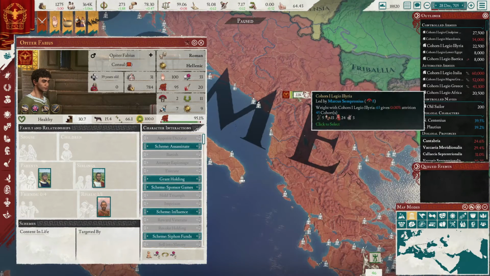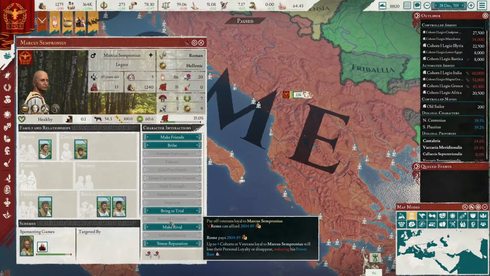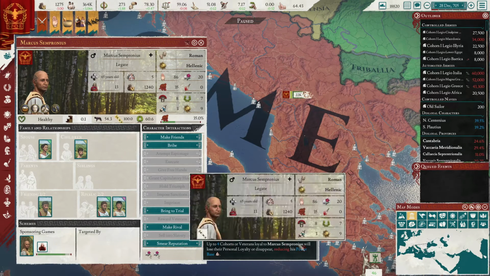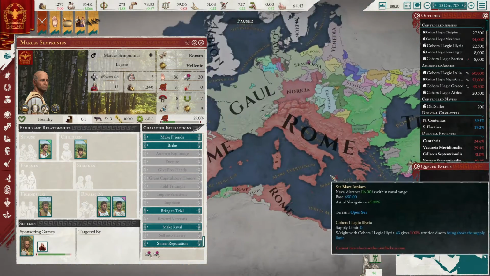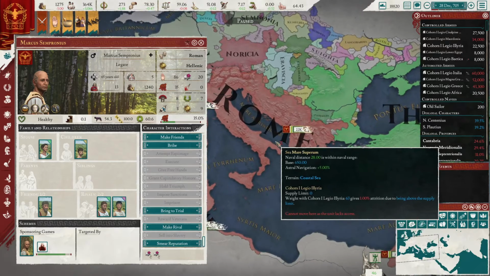If it is a legate, you could actually go a step further, for example, and you can just flat out pay off that legate's veterans. Right here, see reward veterans, you pay money, and then they're no longer loyal to him and thus he loses power base. That's where legates get a lot of their loyalty from. The numbers are ridiculous because this game scales numbers based on your size, but your income really doesn't scale that crazy.